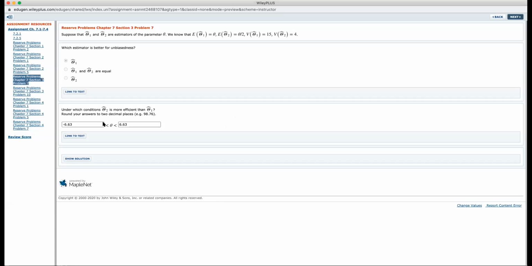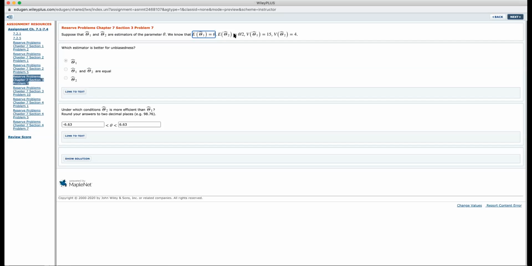So let's see the second question. First, under which condition is theta 2 hat more efficient than theta 1 hat? By the way, let's take a look at the assumption. Suppose that theta 1 hat and theta 2 hat are estimators of the parameter theta. We know that the expected value of theta 1 hat is theta. What does that mean? It means that theta 1 hat is an unbiased estimator, right?